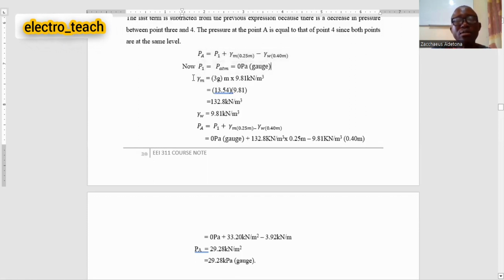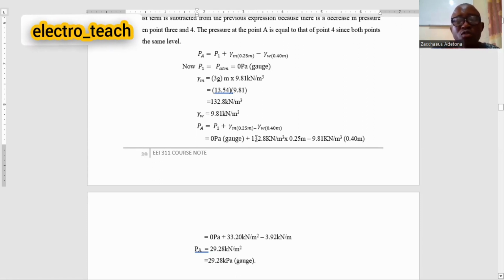So gamma of M is calculated. Gamma of W is also calculated. Gamma of M is 13.54 times 9.81 kilonewton per meter cube. And that is 132.8 kilonewton per meter cube. Then gamma of water is 9.81 kilonewton per meter cube. So we have the two of them now.